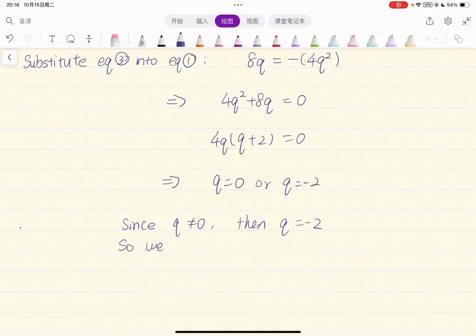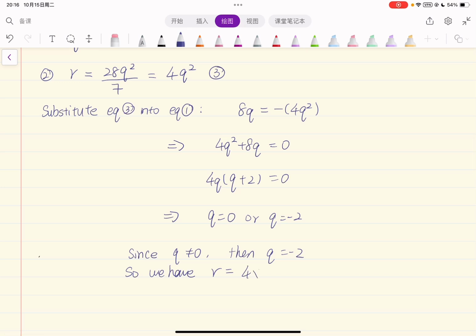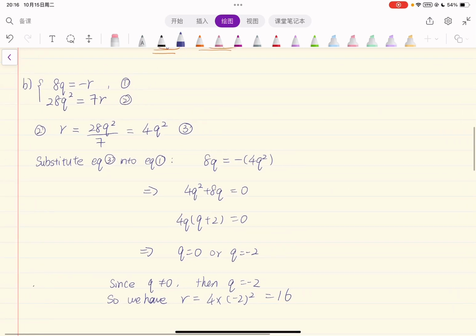So we have r equals 4 times minus 2 squared, equals 16, as you substitute back into equation 3. So we have done this question. We find the value of q, and it's q equals minus 2, and the value of r, that is 16.